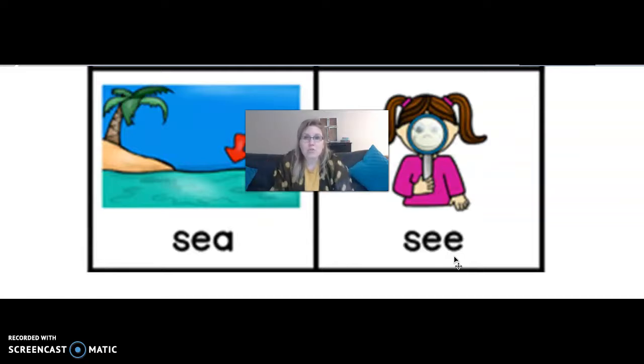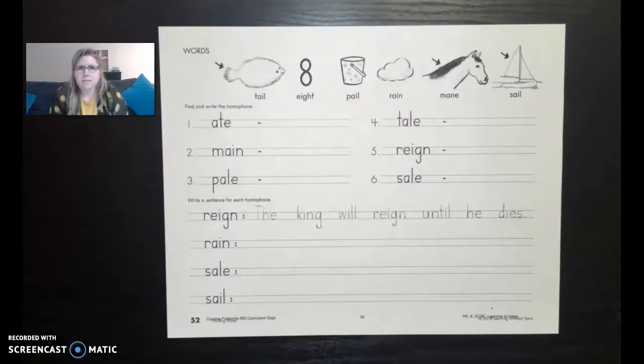So I'm going to show you your handwriting page to see how you're going to be using homophones to practice handwriting. So to get started on your assignment, you're going to need page 52 out of your handwriting packet, or you can print this page off online. Now again, homophones have the same sound, but they use different letters and they mean different things.